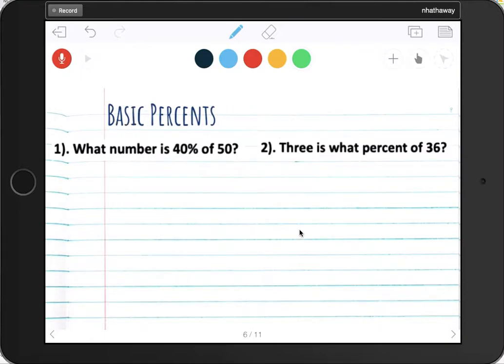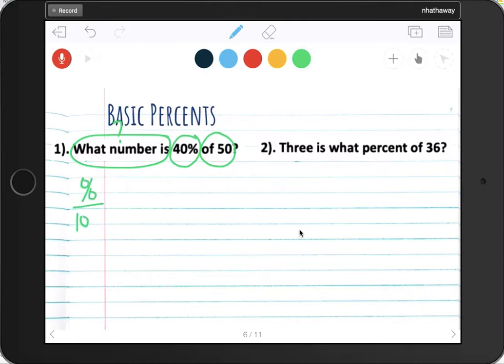So let's review some of these questions you practiced on. For the most part, you did a great job, but I just want to review these. So what number is 40% of 50? Remember, we circle each piece. Whoops, I didn't circle the whole part. What number is, so we don't know what the number is, 40% of 50. Let's write down that proportion.